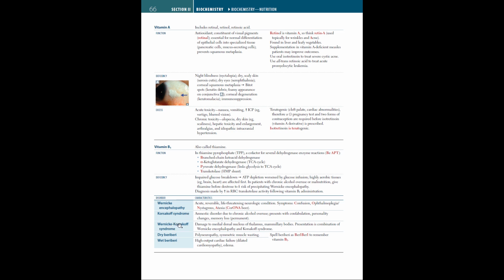Now, Wernicke-Korsakoff syndrome is damage to the medial dorsal nucleus of the thalamus and mammillary bodies. And the presentation is a combination of Wernicke encephalopathy and Korsakoff syndrome. Then we have dry and wet beriberi. Now, dry beriberi is polyneuropathy, leading to symmetric muscle wasting, whereas wet beriberi is basically the same thing with high-output cardiac failure. So you get dilated cardiomyopathy and edema.